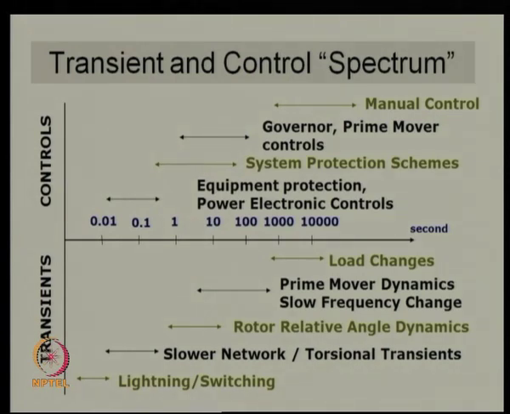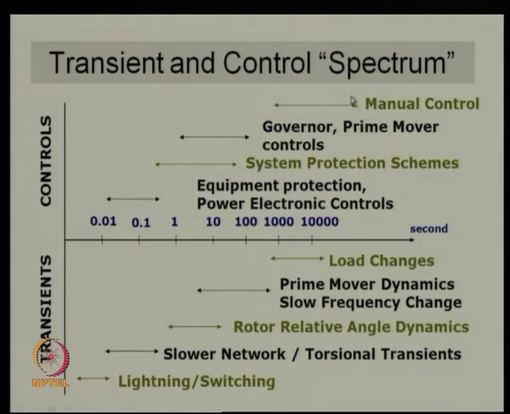For example, under frequency load shedding is done when there is a sudden, very gross kind of load generation imbalance. These are all called system protection schemes. Prime mover controllers and governors: the actuators associated with these require around 1 to 100 seconds. And of course, manual control is much, much slower, of the order of minutes.